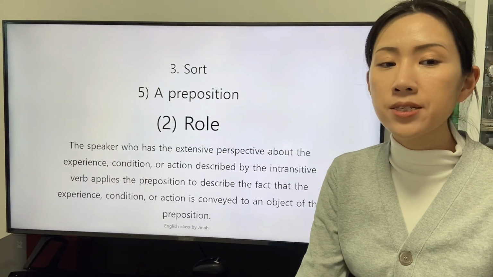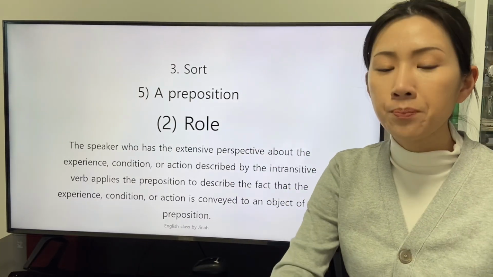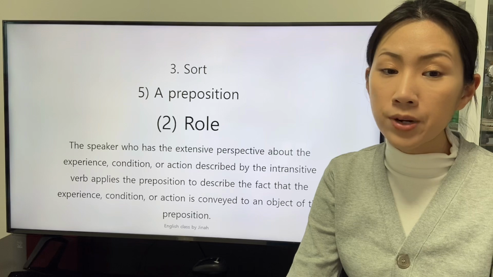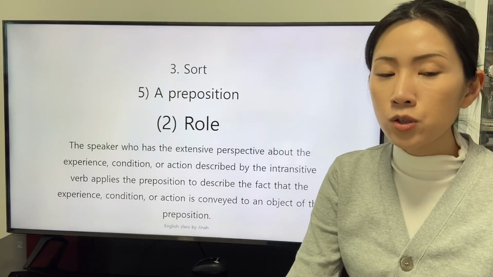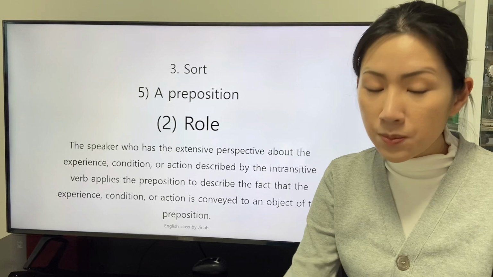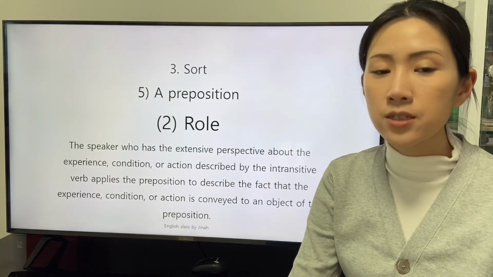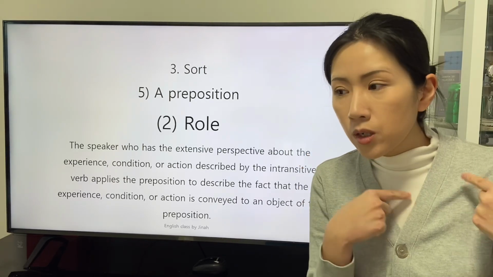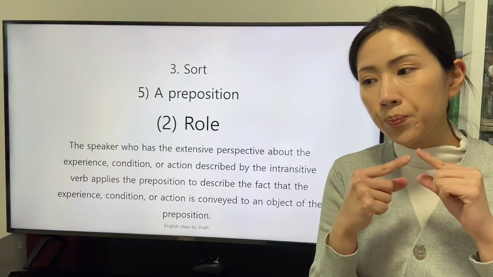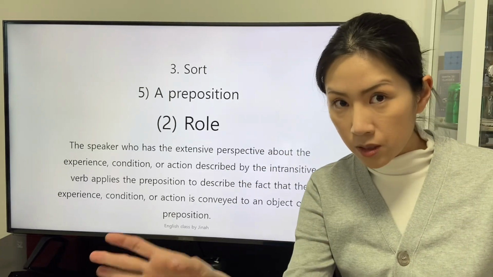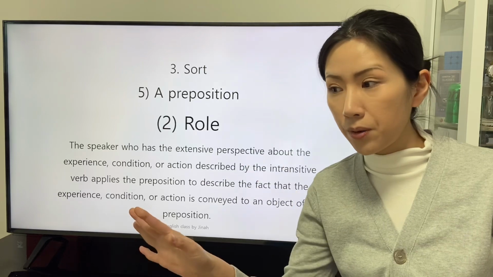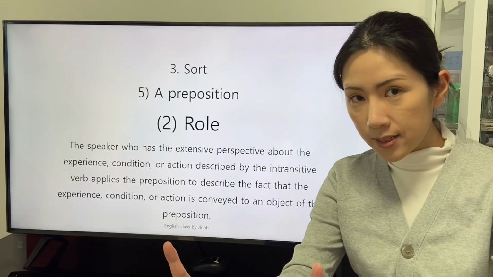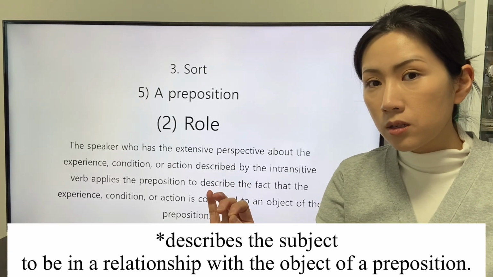The speaker who has the extensive perspective about the experience, condition, or action described by the intransitive verb applies the preposition to describe the fact that the experience, condition, or action is conveyed to an object of the preposition. The speaker who wants to describe only the subject applies the intransitive verb, but the speaker who wants to describe the subject and the object applies the preposition.